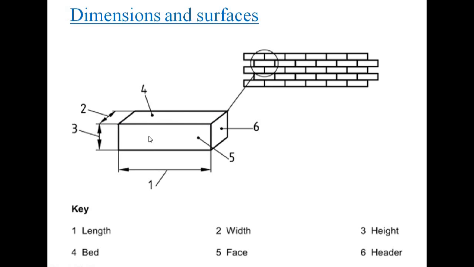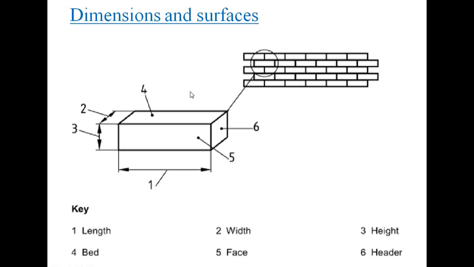Fifth number is the face. Here this is the face which we can see in front of us. This is the face of the brick, and sixth number is the header of the brick, in the opposite direction. So in this direction as well as in this direction it will be header. The face can also be called a stretcher face. This is about the dimensions and surfaces.